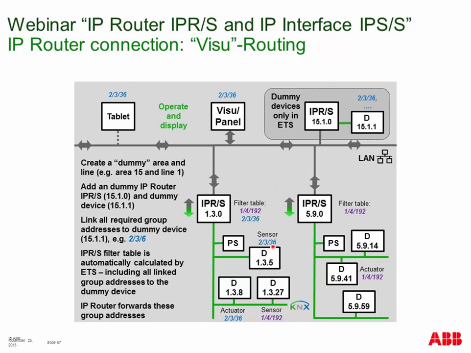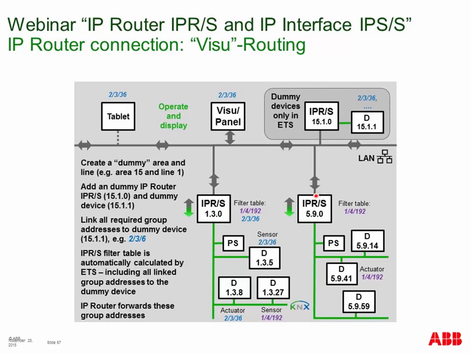And then we link the group address of the sensor to our device, and additionally we link the group address to the KNX device in our area 15. So the ETS believes, oh, there is a device, and then the ETS adds this group address automatically to the filter table of this IP router. So after the download, when we press this rocker, it receives the telegram and forwards it to our IP network, and our visualization or panel shows the correct status.